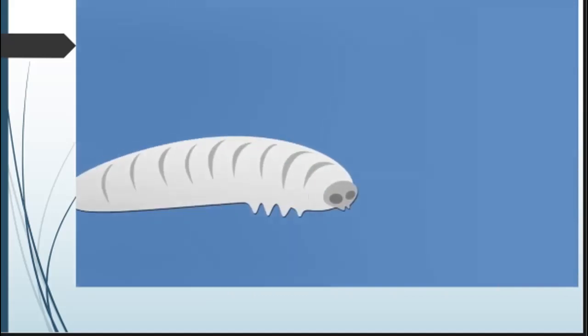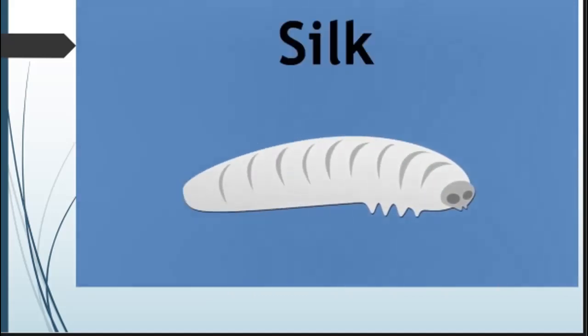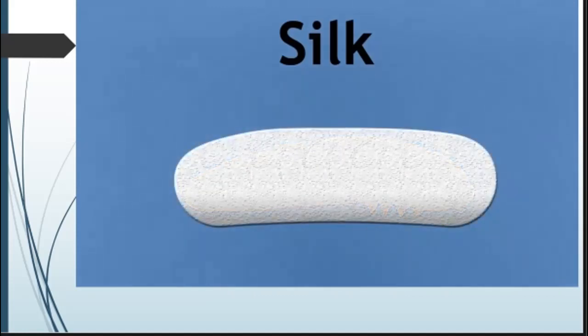Moving on to other living organisms, silkworms can produce their own silk protein to spin its cocoon. This is still done on a large scale in some countries. However, some people find this unethical, as the larvae inside the cocoon are killed during this process.